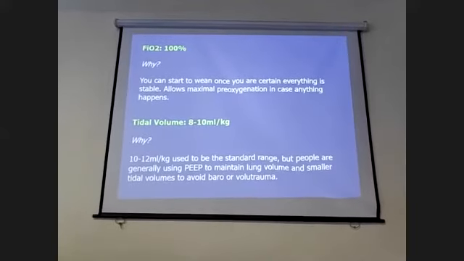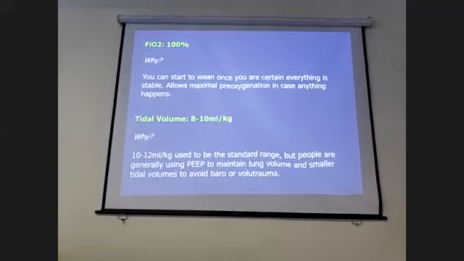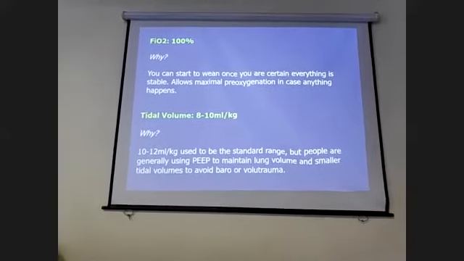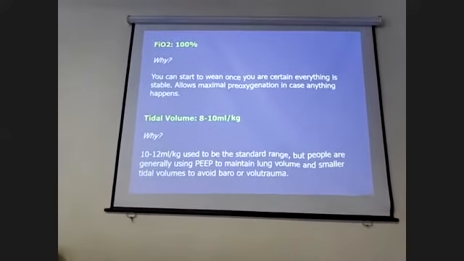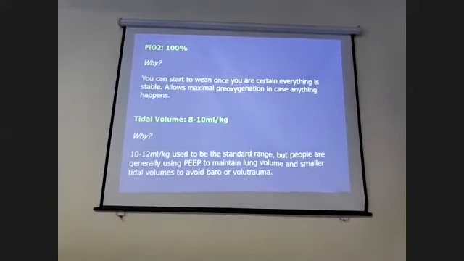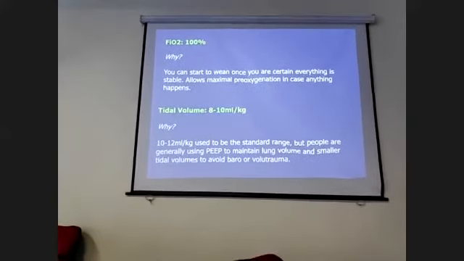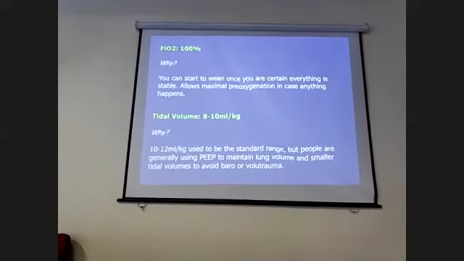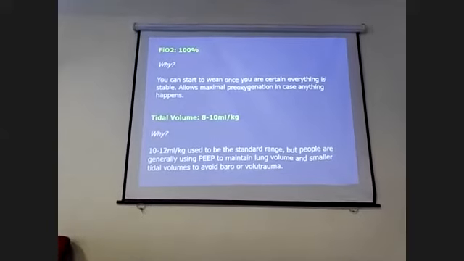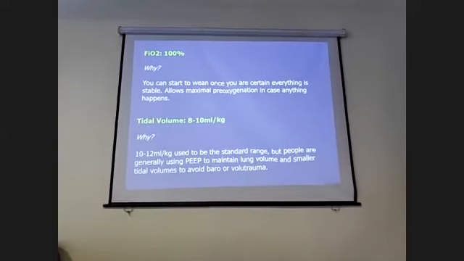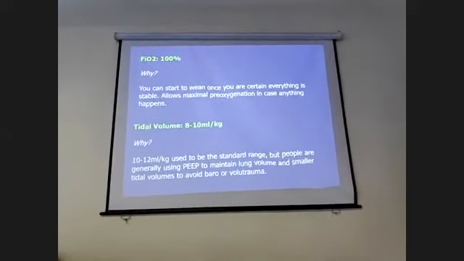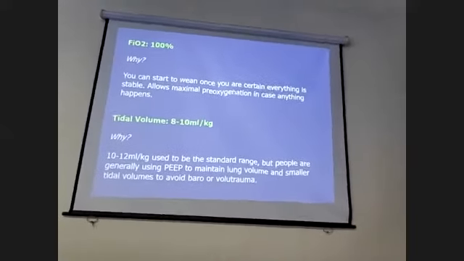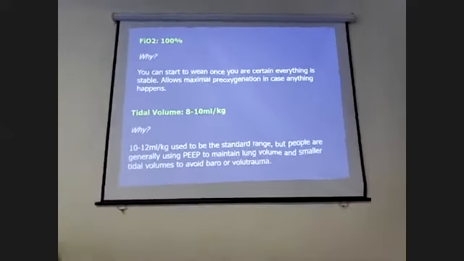Now, to start with, always remember, whenever you are starting a patient on a ventilator, always keep the FiO2 at 100. Then you can start to wean once you are certain that everything is stable and you find that blood gases are okay. Then you start reducing the FiO2. See the amount of FiO2 required to maintain 90% saturation. You never need 100% saturation. If the patient is maintaining 90% saturation, that is enough. Whatever FiO2 is sufficient to maintain 90% saturation is good.